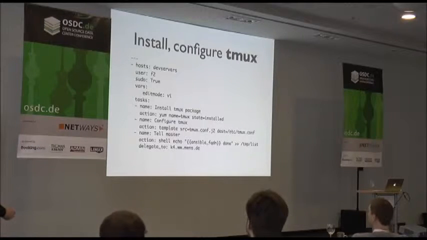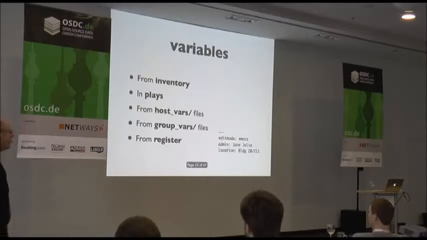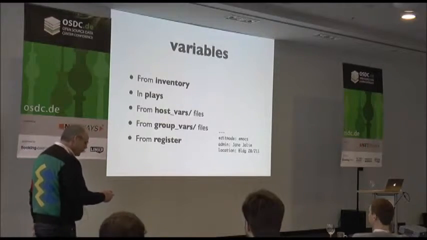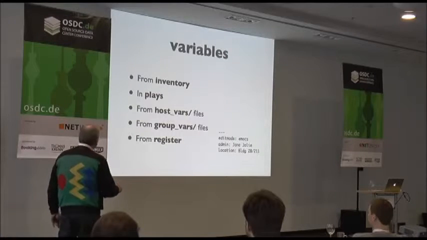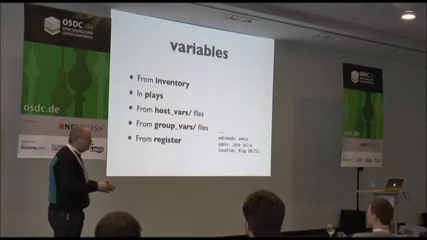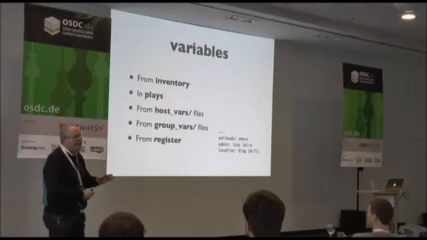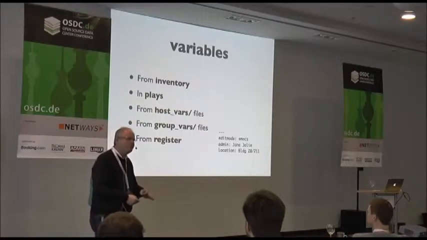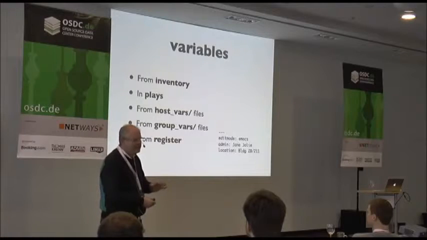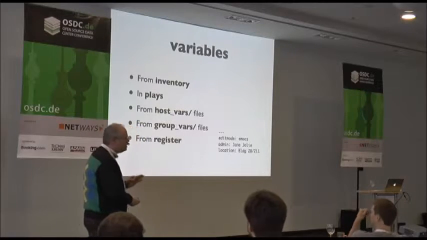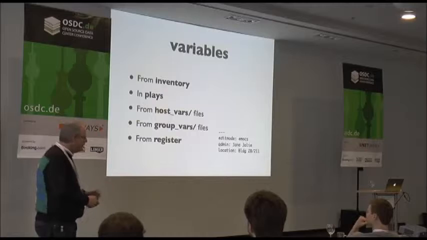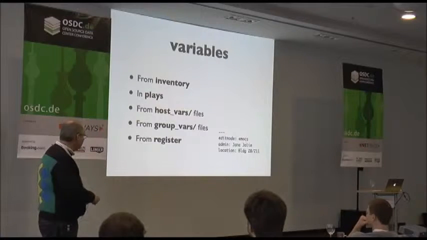So this template stuff is almost like a copy, but it's processed by a templating engine. I'll tell you about that in a second. And we have variables which come from the inventory file, our example with NTP, directly from playbooks, or from what are called group_vars and host_vars files. And group_vars and host_vars files are YAML files. An example on the bottom right here.